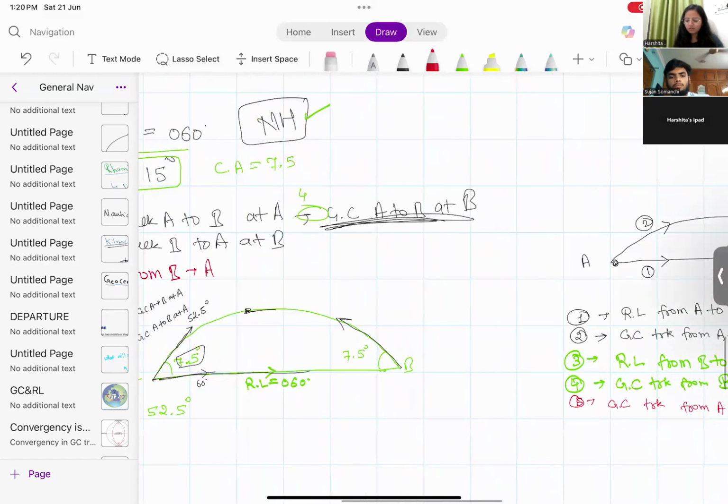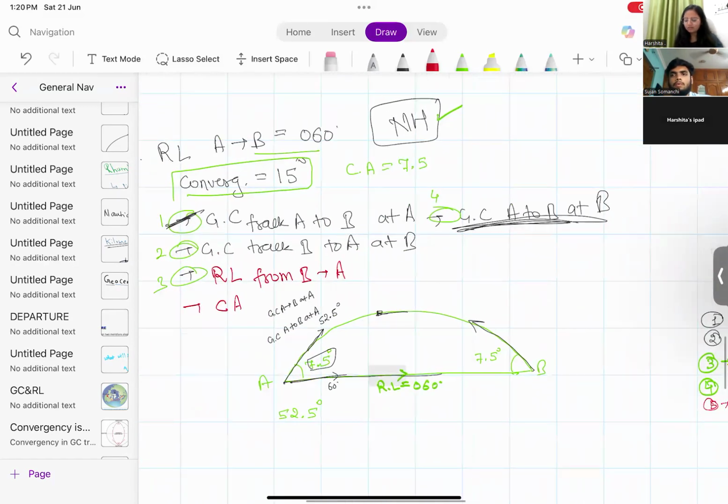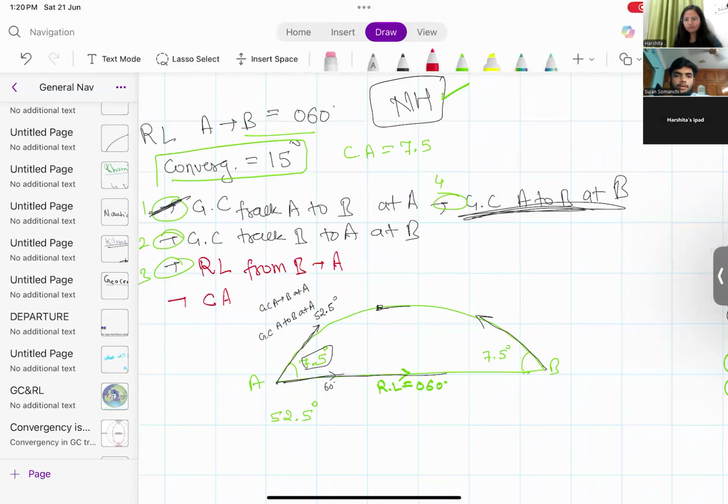Now let's move to the question. Now try to solve it. From A to B at B. Sorry, A to B at B.